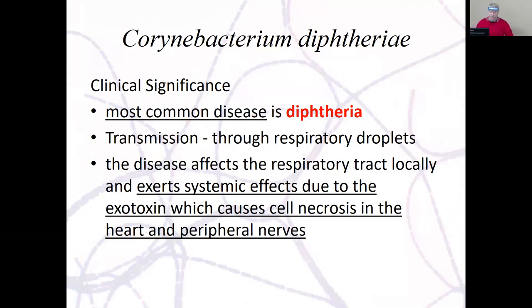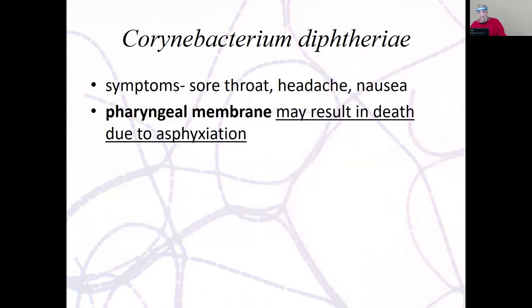Clinical significance: the most common disease is diphtheria. Respiratory droplets make it easy to spread. The disease affects the respiratory tract locally and exerts systemic effects due to the exotoxin, which causes cell necrosis in the heart and peripheral nerves. Well, it's not a good one. That's why we say none of these are ones that we want to see.